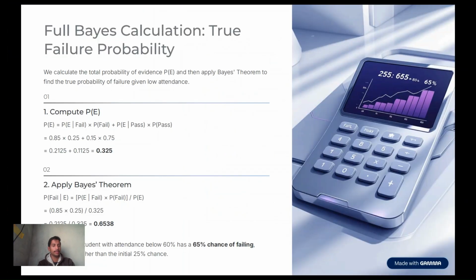Now, the basic calculation. First, we compute the total probability of the evidence, P(E), which comes out to 0.325. Then, using Bayes theorem, we divide the probability of low attendance among failing students by the total probability of low attendance. The final result comes to approximately 0.6538, or 65%. This means that if a student has attendance below 60%, the probability of failure jumps from the original 25% to around 65%.